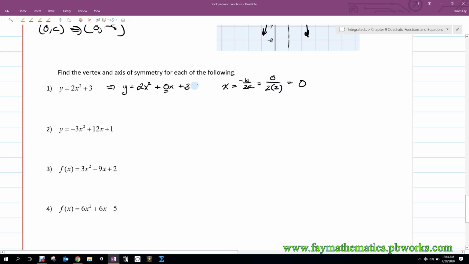So the axis of symmetry goes through 0. That's the x coordinate of my vertex. When I plug 0 in, that term goes away, and I'm left with 3. So (0, 3) is my vertex. Okay, and that matches what we did in section 9.1. Remember, if I just had 2x squared, my vertex would be at (0, 0), but that moves everything up 3 units. So instead of being at (0, 0), it's at (0, 3).